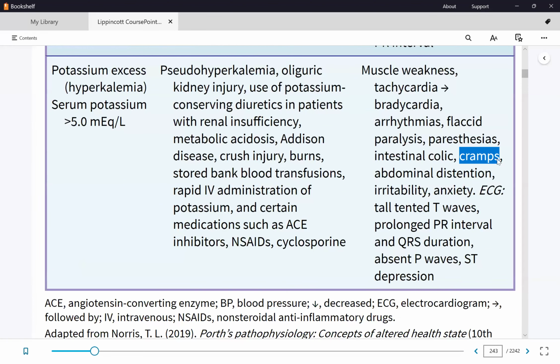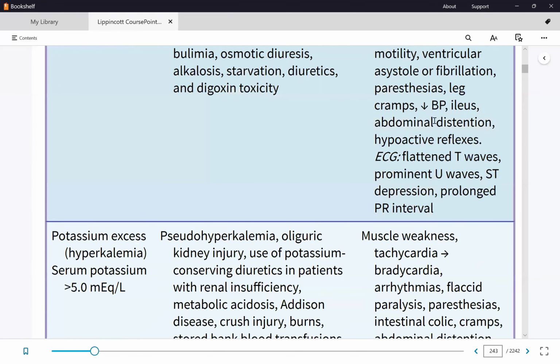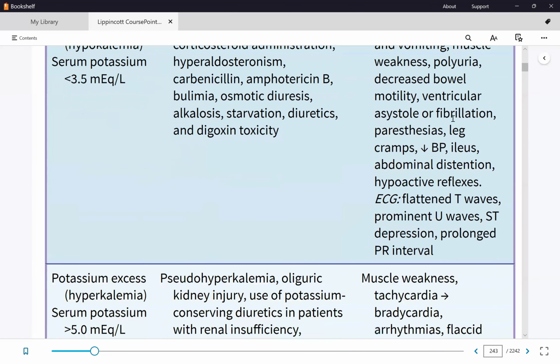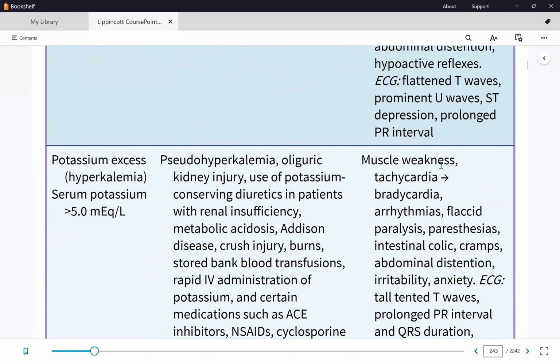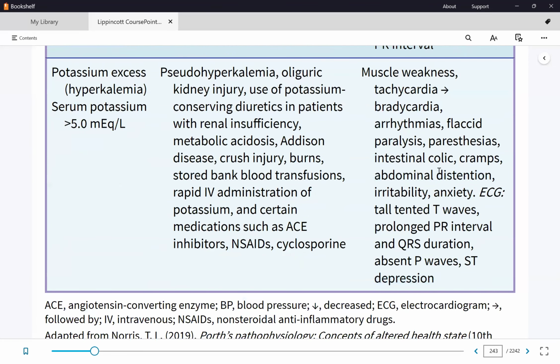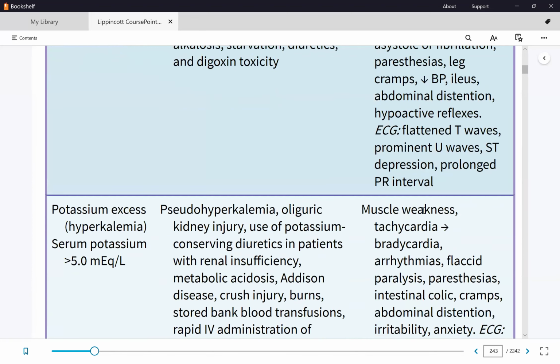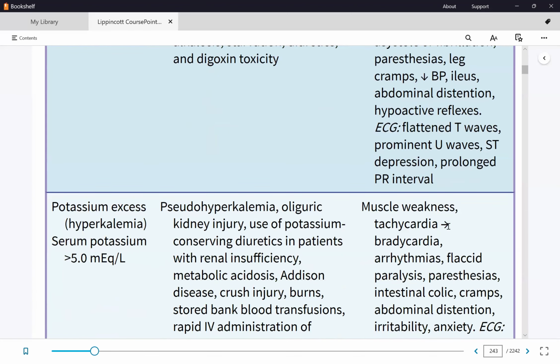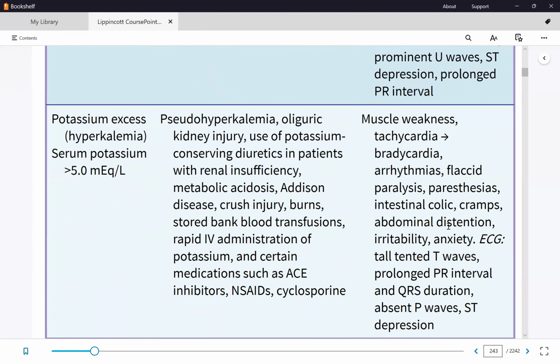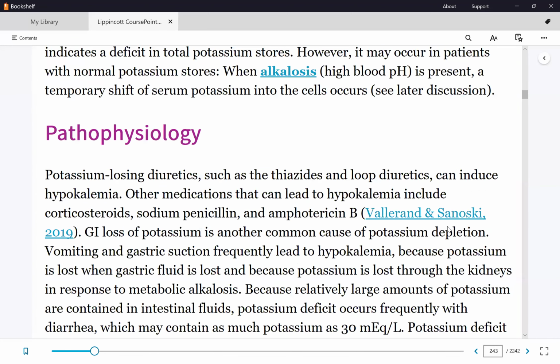Not only muscle cramps, but also abdominal cramps. But for muscle, this one says muscle weakness, which is the same here. There's also muscle weakness here, right? So you can't really use weakness as a differentiating manifestation because in both instances, whether it's high or low, there is muscle weakness. You do have differences in the ECG. This one is tall peaked T waves. Then you have here flat T waves. And again, not for exam 1 or the quizzes before exam 1. Let's go to correction now.